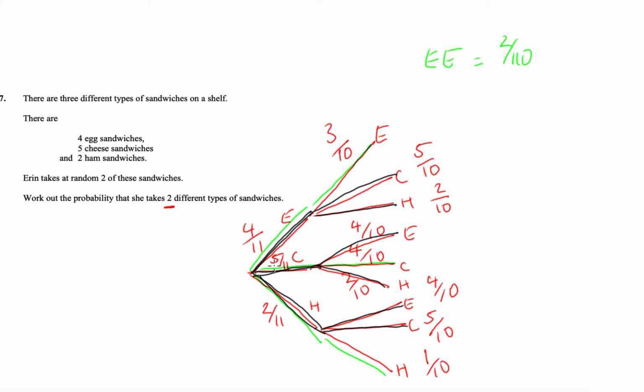And then do the same for the cheese. To clarify, we're just going through the branches that we haven't covered in black. So cheese and cheese is 5 out of 11 times 4 out of 10, which is 20 out of 110.